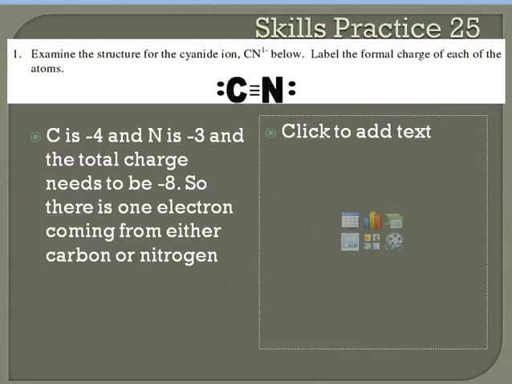For question 1, we need to examine the structure of the cyanide ion and then label the formal charges of each atom. Since we know that carbon is a -4 charge and nitrogen is a -3, the total charge of the entire ion then needs to be -8. So there needs to be one electron coming from either carbon or nitrogen, so we say that carbon is -1. It really could be nitrogen, but it just needs to come from somewhere.